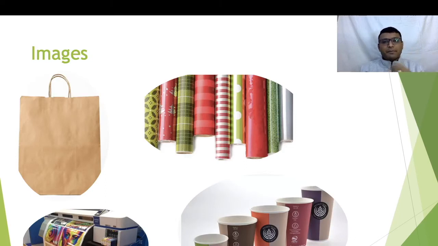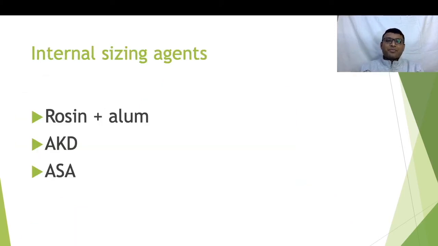You can see a paper bag, an offset printing machine, or paper cups. So the art paper, the decorative paper, mainly during festivals, we use all of this decorative paper to decorate our offices, our residences, malls, shops, everywhere this is used.